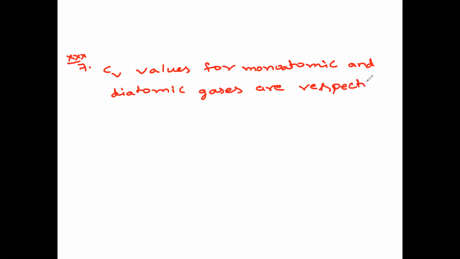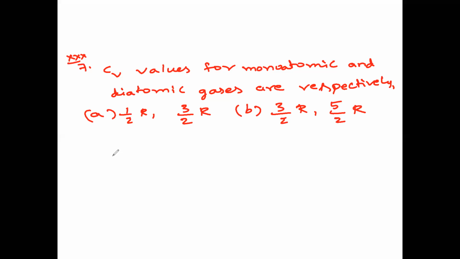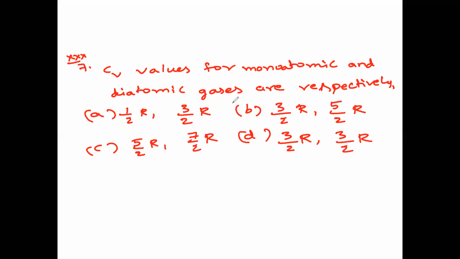Option A, it is 1 by 2 R, comma 3 by 2 R. Option B, it is 3 by 2 R, comma 5 by 2 R. Option C, it is 5 by 2 R, comma 7 by 2 R. And option D, it is 3 by 2 R, comma 3 by 2 R. So this is the answer for monoatomic gases and diatomic gases. Very, very important question. So please note it down. I hope it is clear.